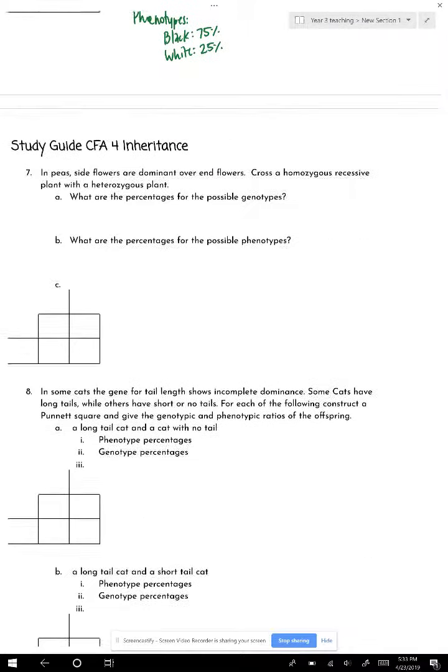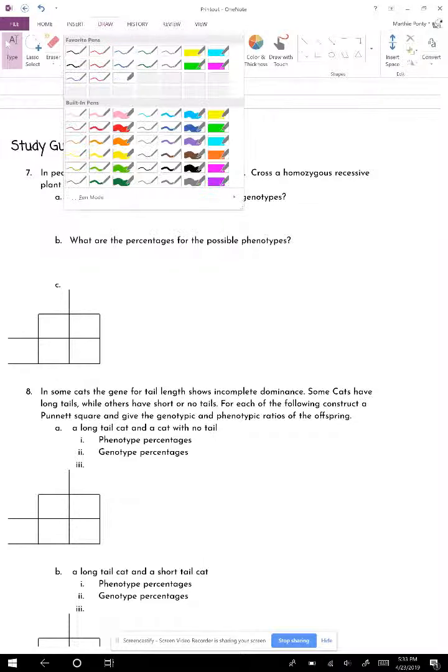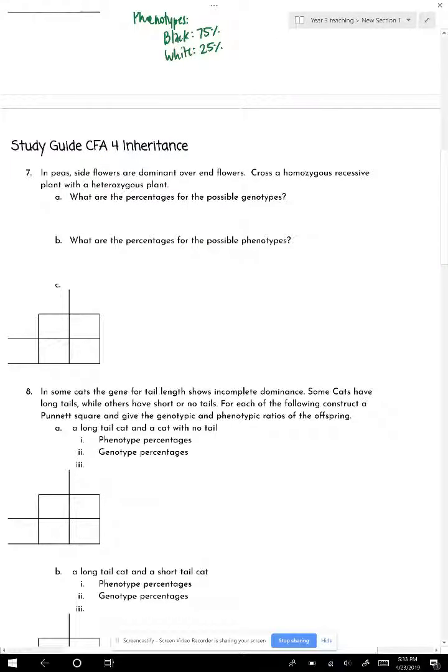So now we're going to move on. It says in peas, side flowers are dominant over end flowers. And in this case, they want us to cross a homozygous recessive plant with a heterozygous plant. So notice that it says dominant over, right? So this one is complete dominance. So it means that I either have side flowers or end flowers. So there is no in between. It's either side or end, right?